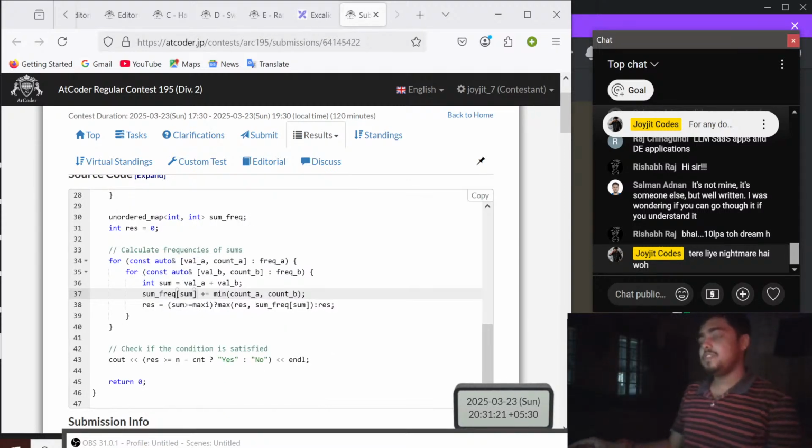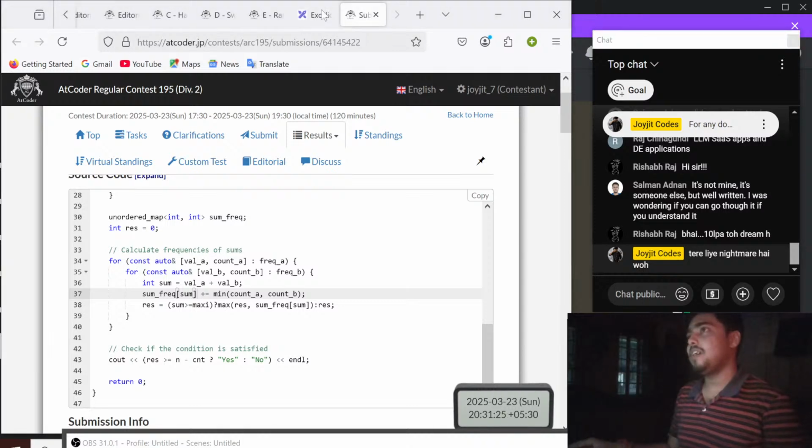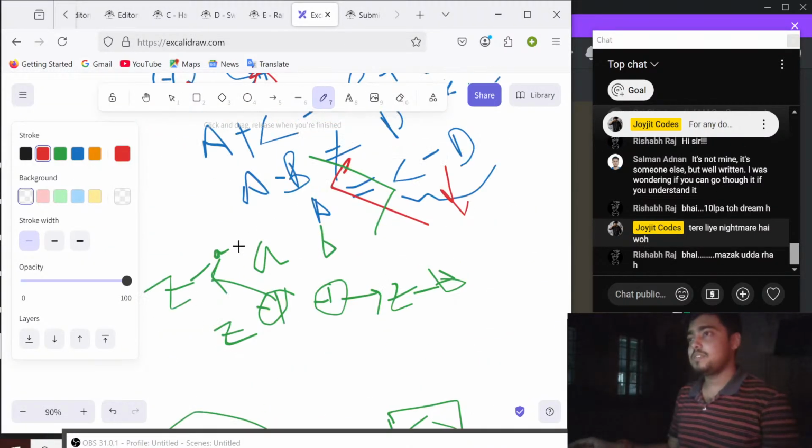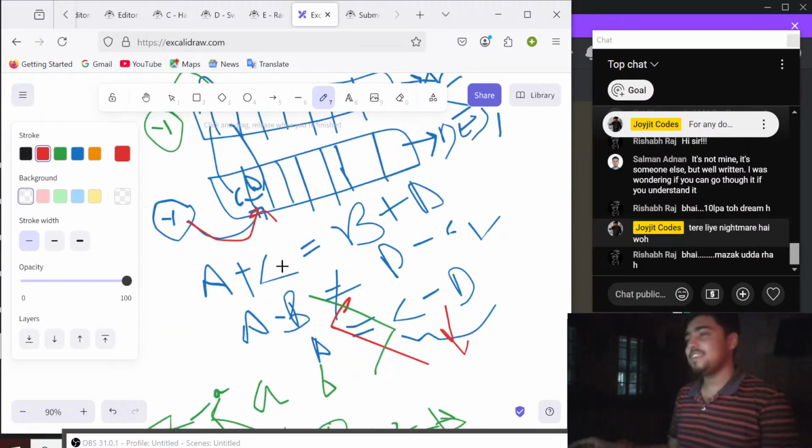The sum of frequency of sum plus is equal to minimum count of A, count of B. So that is what I was explaining you. That is whichever.